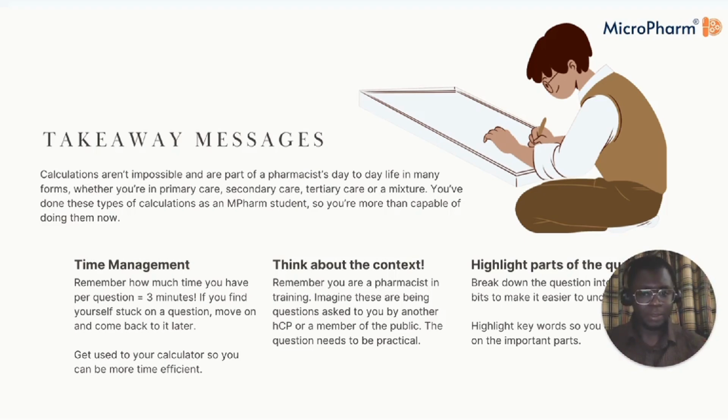Remember to think about the context as well. This is not just a calculations assessment, this is a pharmacy practice assessment that is being examined through the prism of calculations. So think about what is feasible, think about what can actually happen in reality, what's realistic. And finally, highlight part of the question. Break down the question into smaller bits to make it easier to understand, and highlight keywords so you can really focus on the important parts. With all that being said, let's jump right into it.